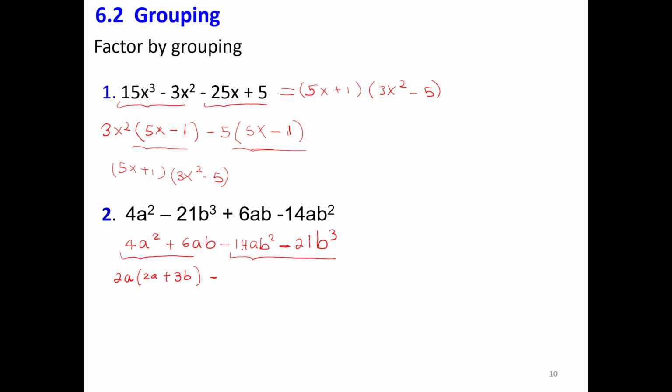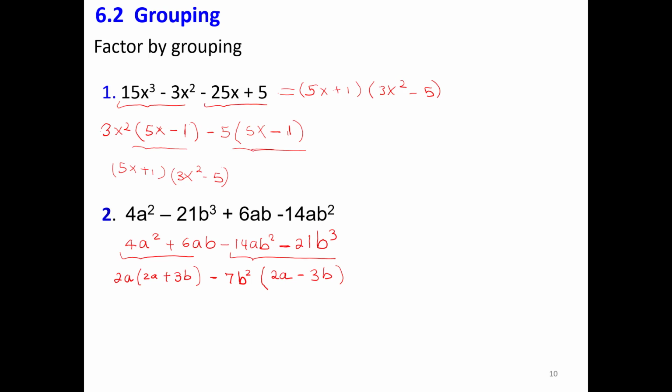the greatest common factor of 14 and 21 is 7. In this case, a is not a common variable, but b is a common variable. And the lowest exponent is b to the second. Then what is left will be 2a, since 14 divided by 7 is 2, minus 21 divided by 7 is 3b. Yes, because if we multiply these two terms, 7b to the second times 3b, we will get this number.